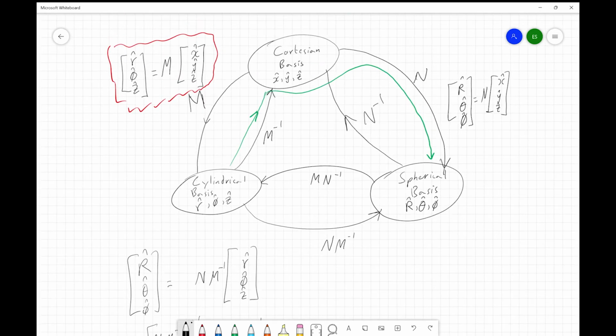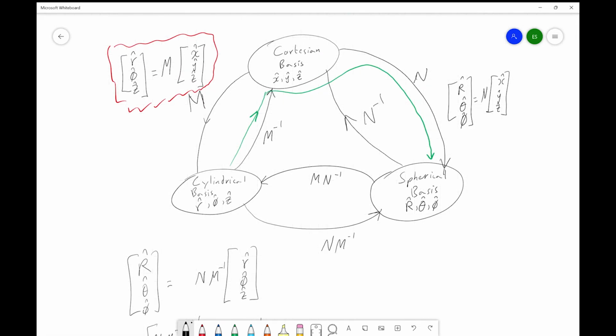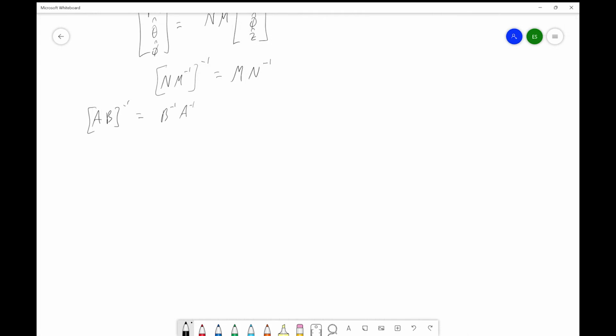So what is the M matrix? The M matrix is a transformation from the Cartesian basis into the cylindrical basis. So we have our 3D space, and we have a specific point in the 3D space, call it point P. And that point is going to have three bases, depending on what coordinate system you have. Let's say you have your origin here.